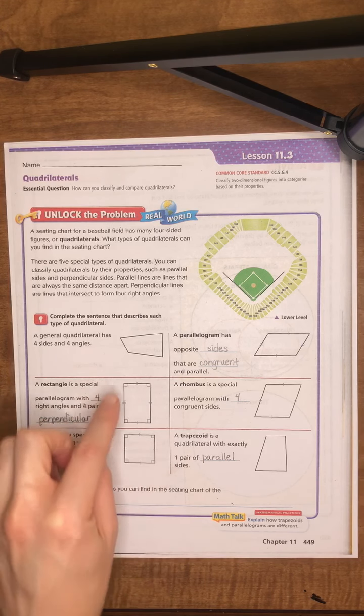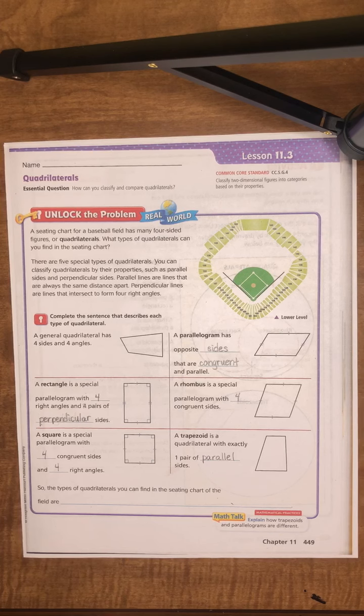A rhombus is a special parallelogram with 4 congruent sides, which means that all 4 sides are equal. A square is a special parallelogram with 4 congruent sides and 4 right angles. Again, congruent means same length. A trapezoid is a quadrilateral with exactly 1 pair of parallel lines. So that just means that one set needs to be parallel. The others will not be.